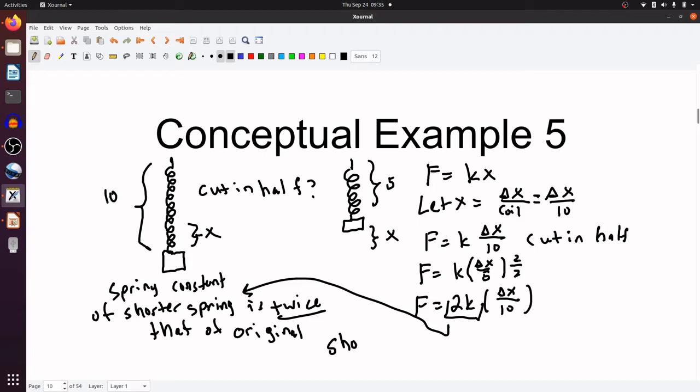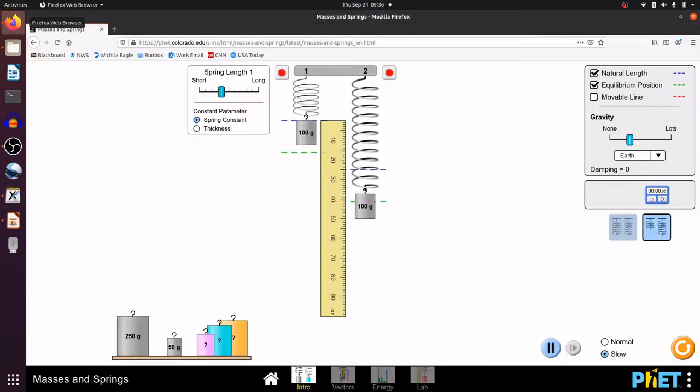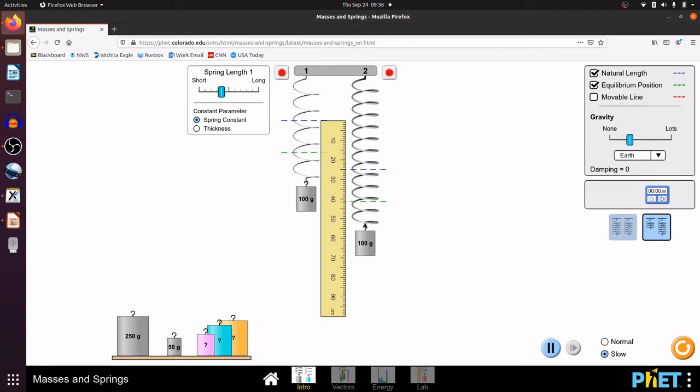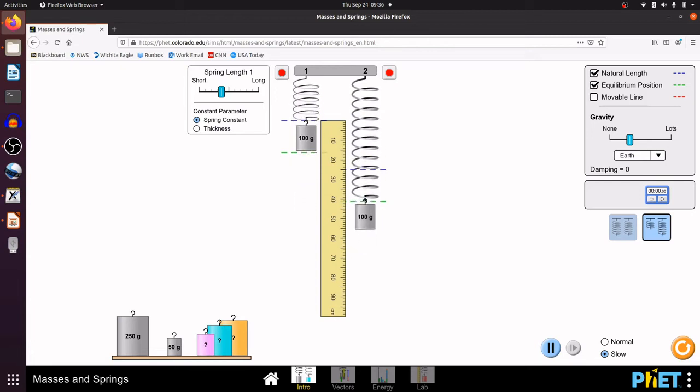That means shorter springs are stiffer, which is extremely counterintuitive. But the math works out, and I don't have a demonstration for this, but I do have something I found in PhET, the physics site, that has a bunch of physics applets and things like that.